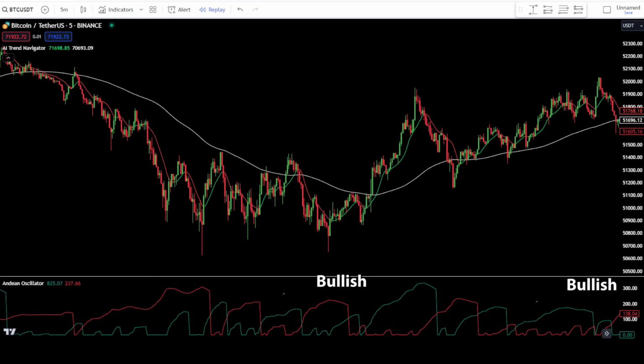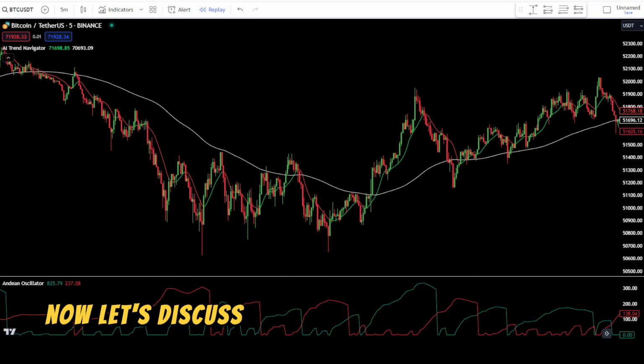If the bullish component crosses or is above the bearish component, it signals a bullish trend, and you should focus on identifying points to place a buy order. On the other hand, if the bearish component crosses or is above the bullish component, it signals a bearish trend, and your focus should be on identifying points to place a sell order.